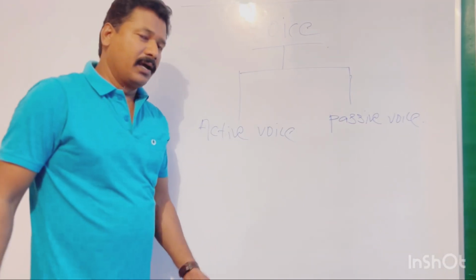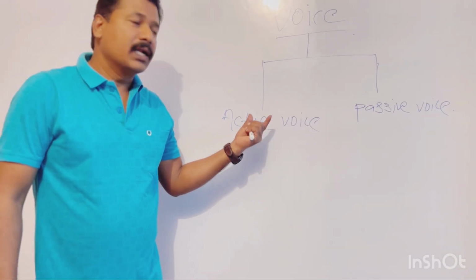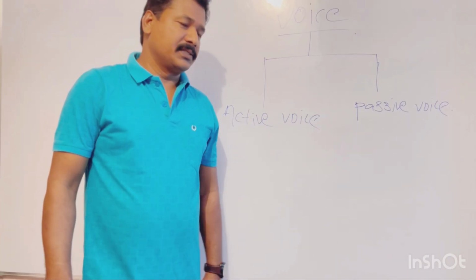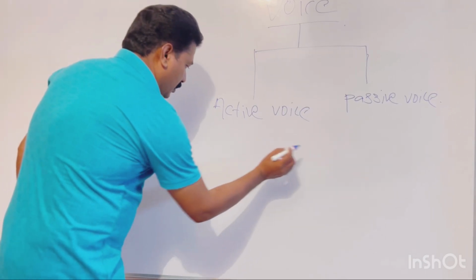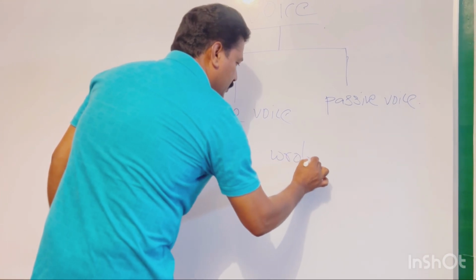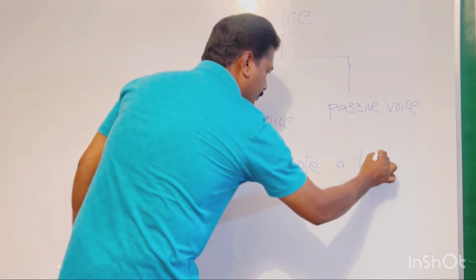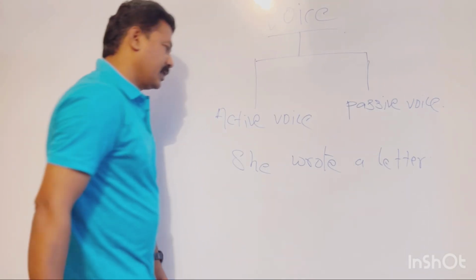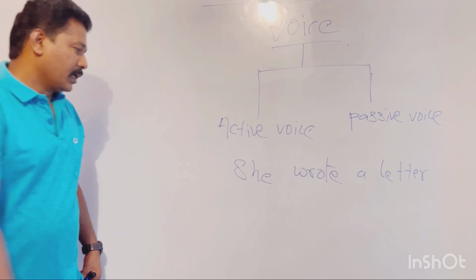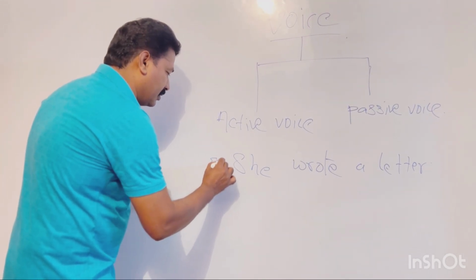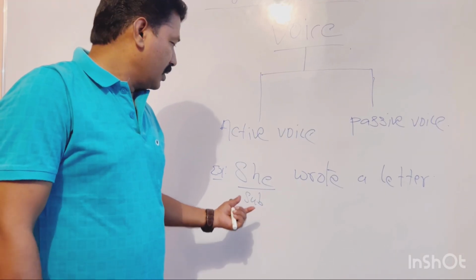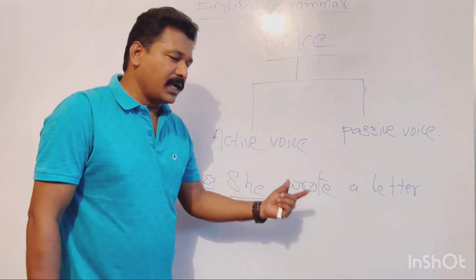So how can you say a sentence is in active voice or a sentence is in passive voice? Let us see that with a simple example. She wrote a letter. The example sentence is, she wrote a letter. Okay, let us divide this sentence into parts.